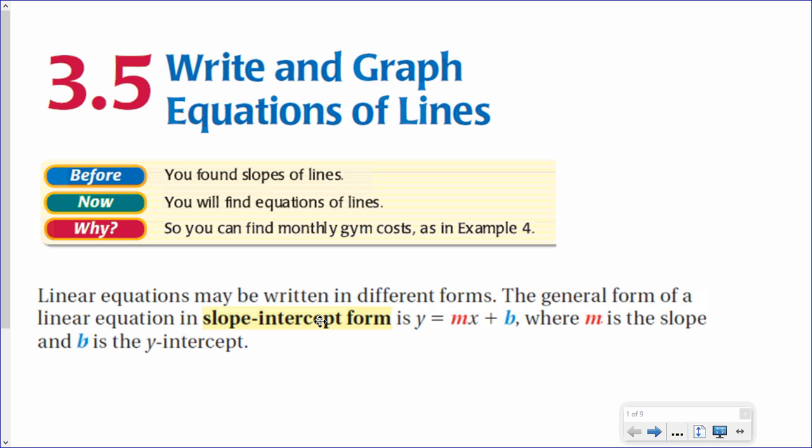Right, good morning. This is 3.5, write and graph equations of lines. Also, the objective: you will find equations of lines. The equations that they're talking about will be in slope-intercept form today, which is right here. So please add this as your heading, and this goes with it. M is the slope, B is the y-intercept.